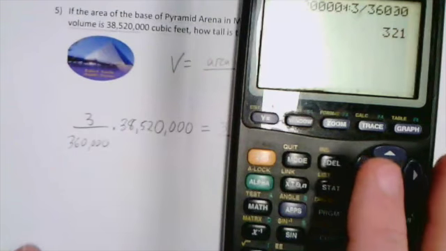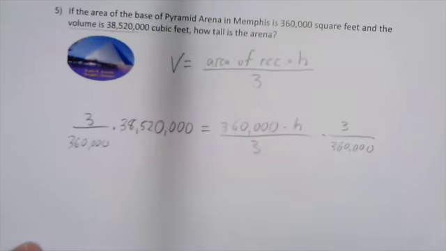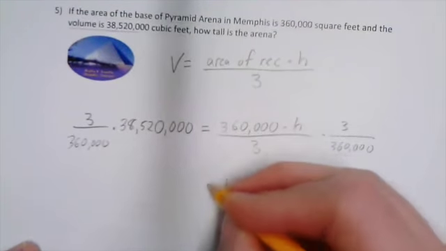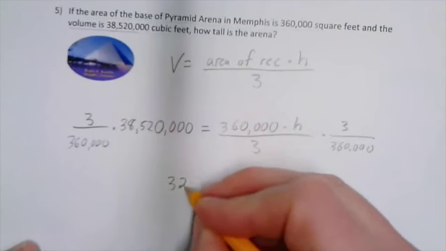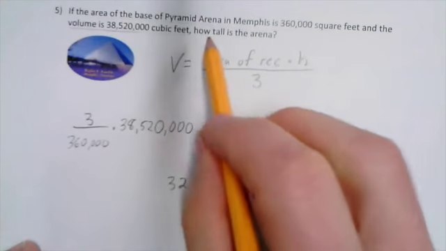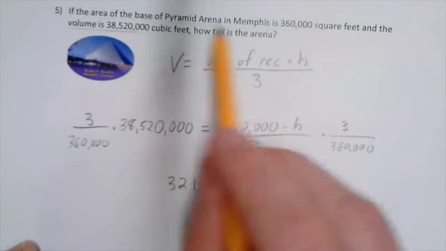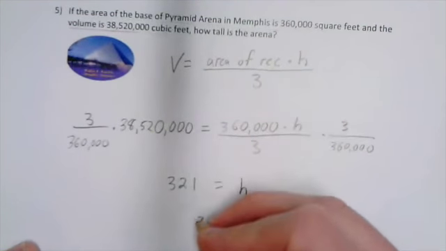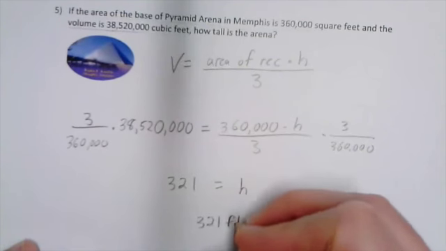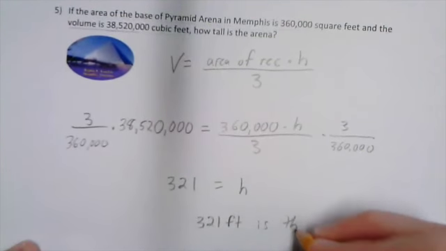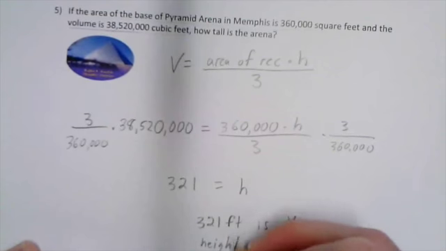And I get 321. So my height is equal to 321. And this is a single dimension. In this case here, we're talking about feet. This is 321 feet. So 321 feet is the height of the arena.